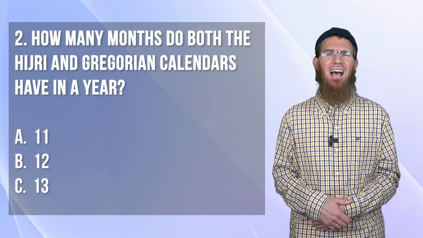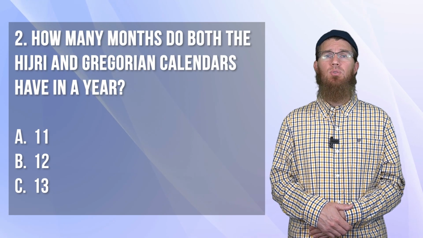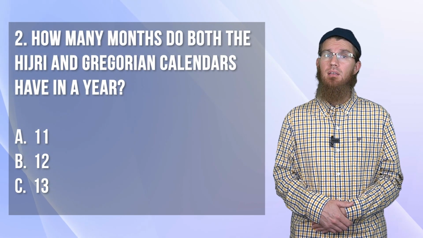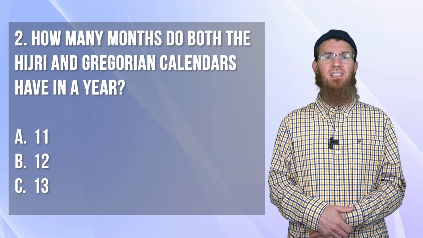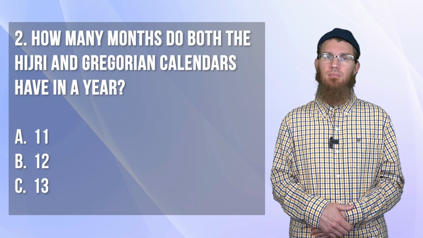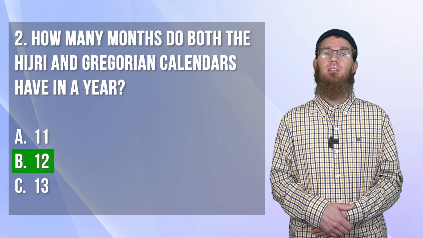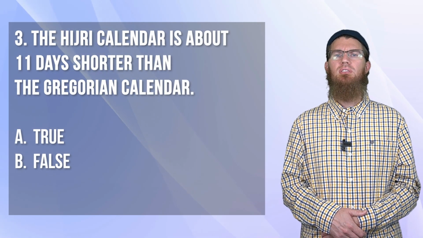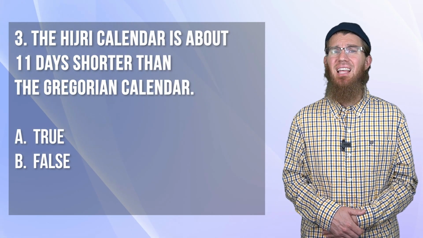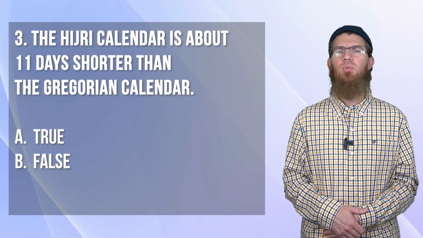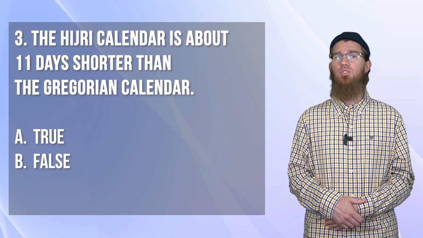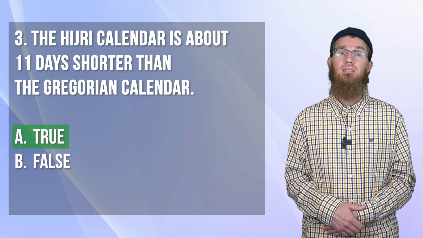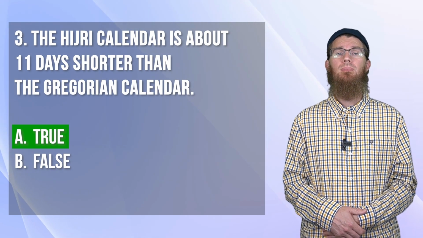Question number 2, how many months do both the Hijri and Gregorian calendars have in a year? A, 11, B, 12, or C, 13? The correct answer is B, 12. Question number 3, true or false? The Hijri calendar is about 11 days shorter than the Gregorian calendar. A, true, or B, false? The correct answer is A, true.